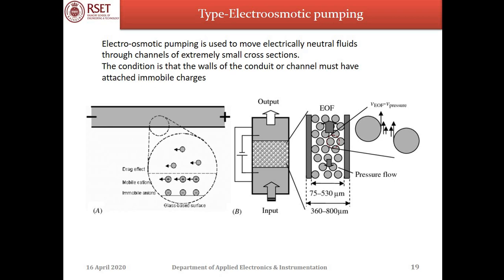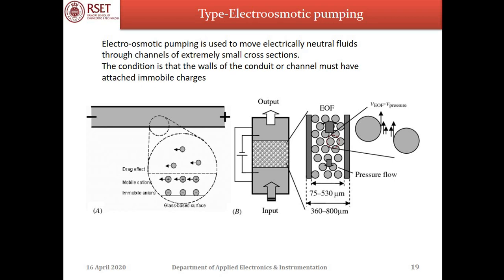So electro-osmotic pumping is used to move electrically neutral fluids through channels of extremely small cross section, as you can see in this picture. Now this is the smallest cross section that is typically exaggerated so as to see what is inside such a micro channel. The condition is that the walls of the conduit or channel must have attached immobile charges.